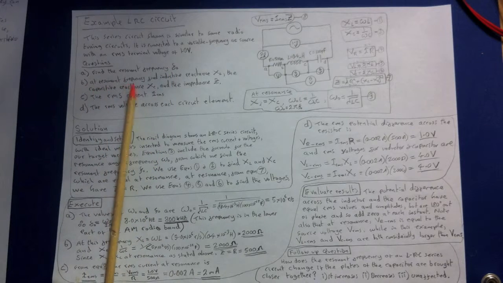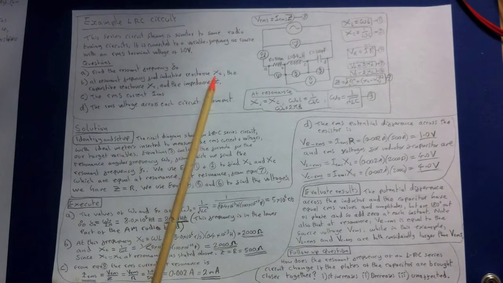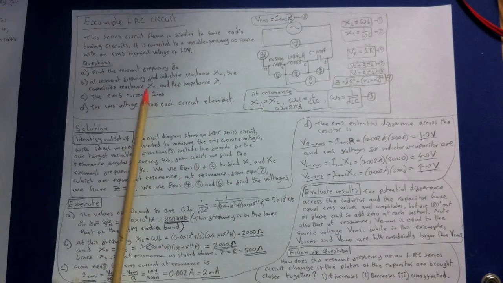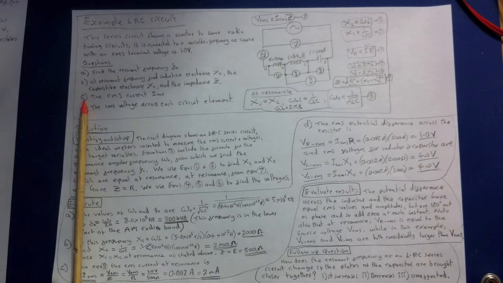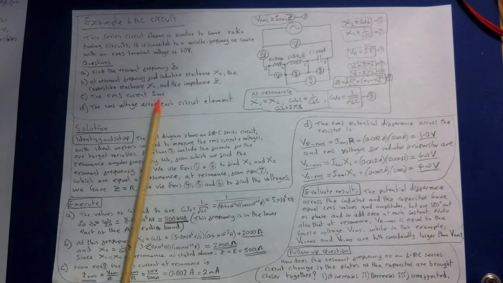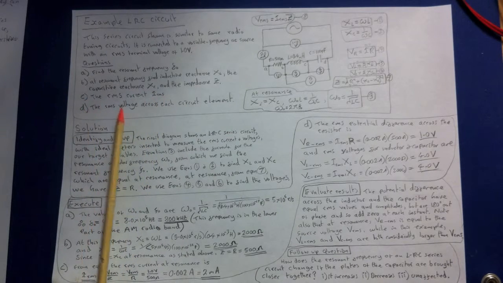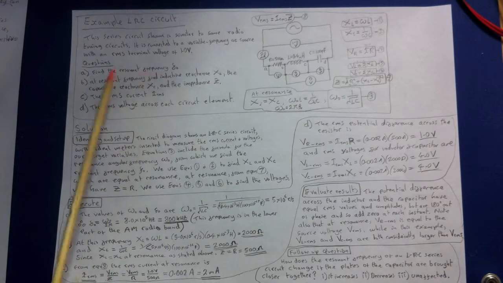B. At resonant frequency, find inductive reactance XL, the capacitive reactance XC, and the impedance Z. C. The RMS current, the IRMS. D. The RMS voltage across each circuit element. This is the stage you would go through when you solve a problem like this.